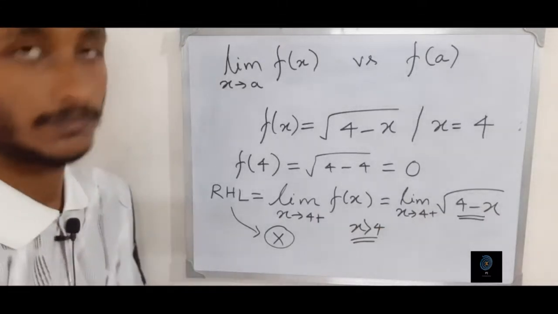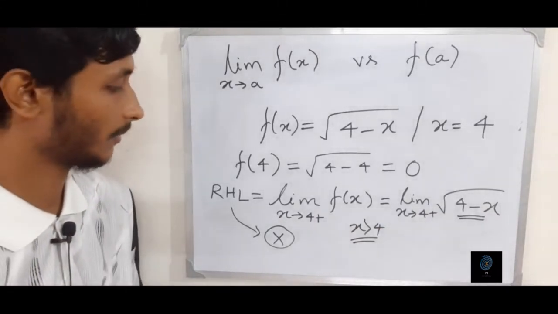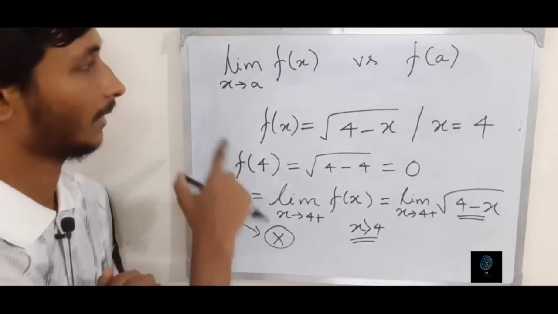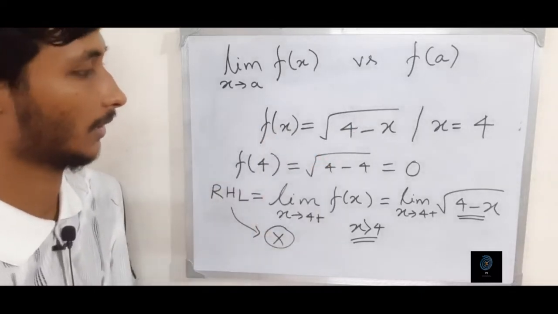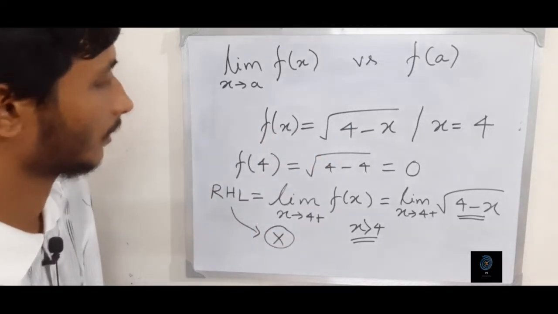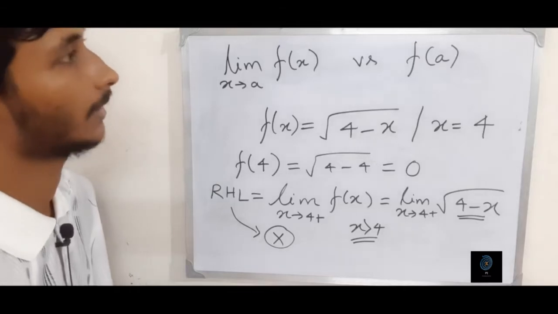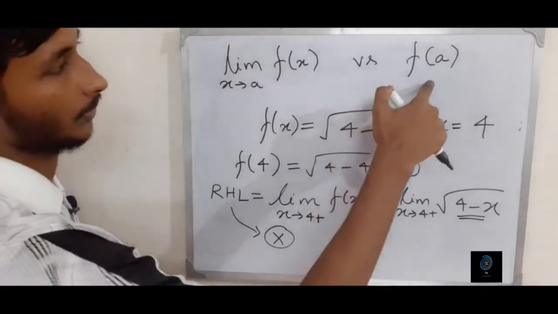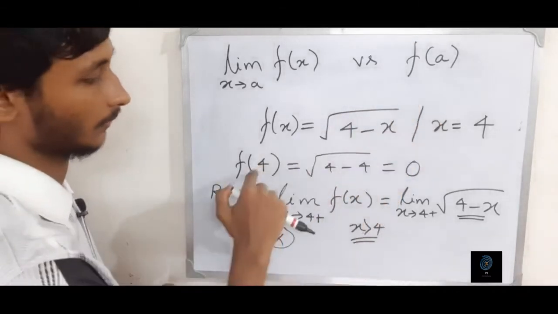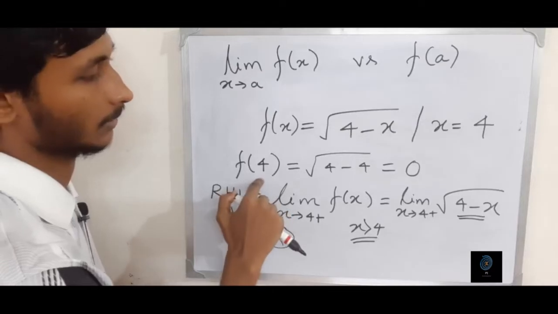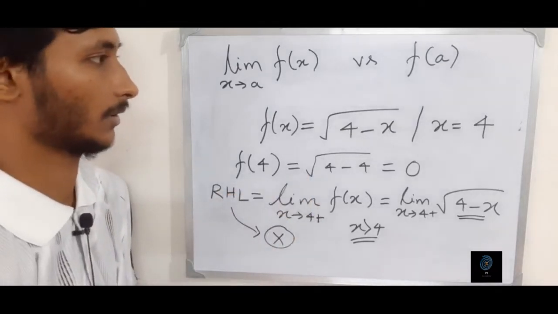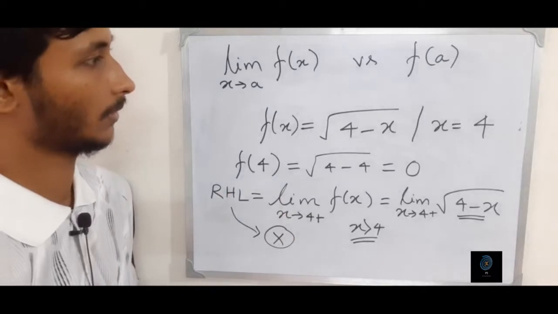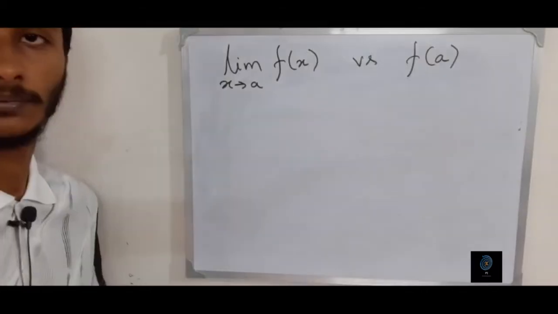And as this was the first condition of the existence of limit, we can say that limit x tends to 4 root over 4 minus x does not exist. So in this first example, what we can see is that we can compute the value of this function at the point x equal to 4 directly from the definition, but the limiting value does not exist. So now we move on to the next example.